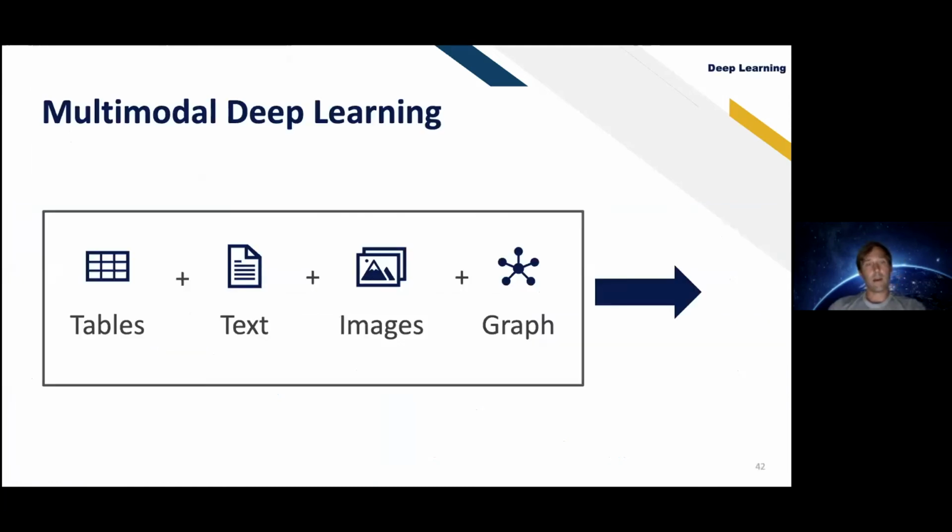And then another area in this space is combining all of these different techniques together. So, using tabular data and text data and image data and graph data all together for some particular task. You could think about this from the standpoint of, let's say, predicting 30-day cardiovascular outcomes for patients that come in with chest pain.